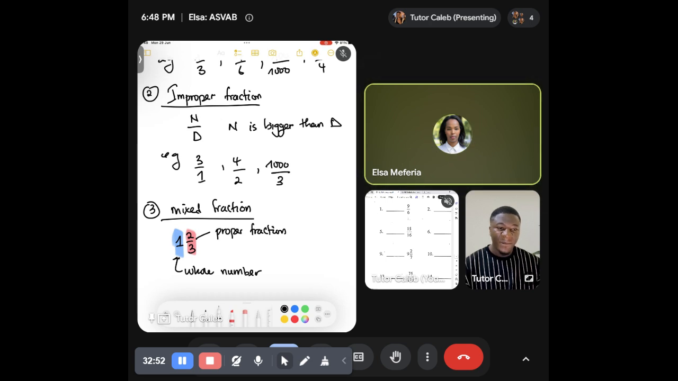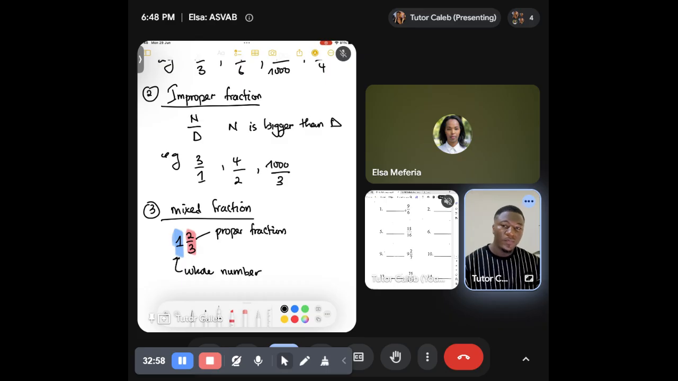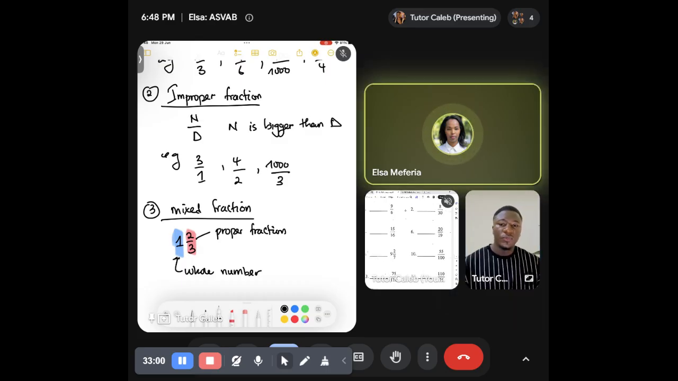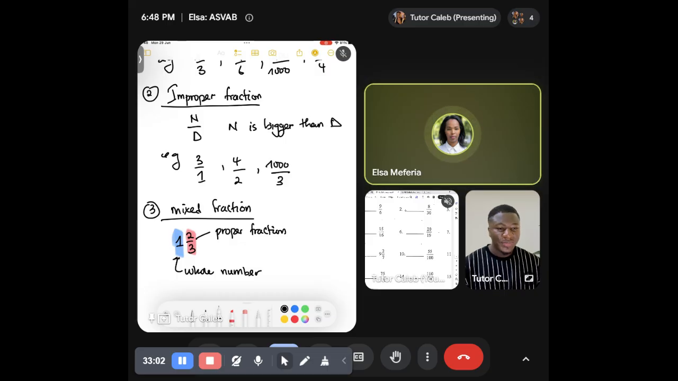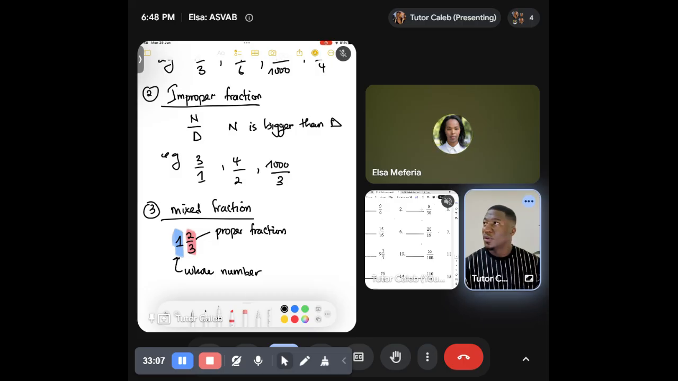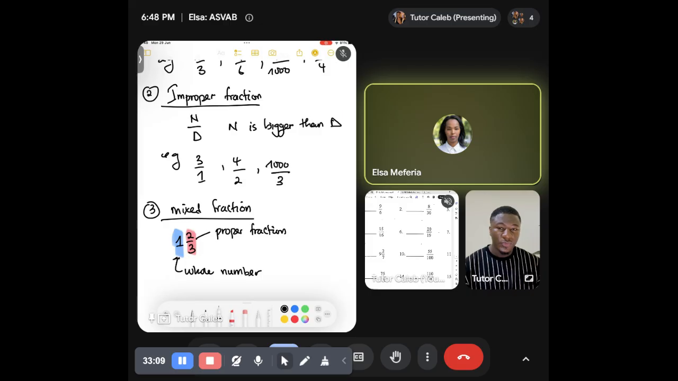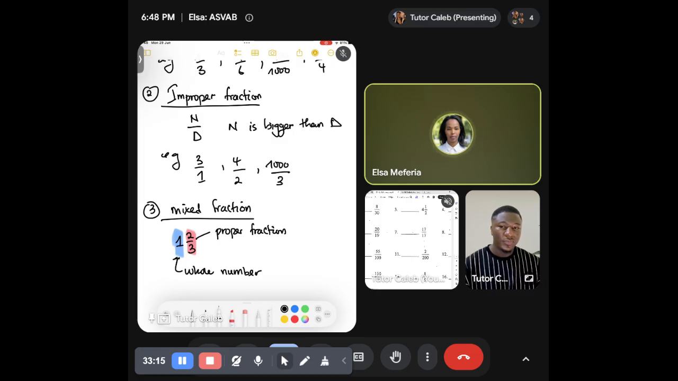Hold on, hold on. No, that's improper fraction. Yeah, that is SpongeBob. Sorry. Proper fraction: the top is smaller than the bottom. The third one is number three, mixed fraction.